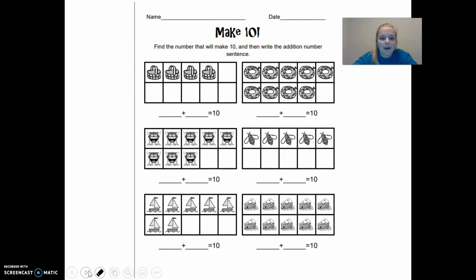All right, this you're going to do by yourself, okay? You can do this on a separate sheet of paper, or you can print this out and do it on this worksheet, okay? So you're going to find the number that will make 10 and then write the addition number sentence. All right, so here I have 4 baskets, so I would write a 4 on this first line. Then I need to fill in my other spots, so I would fill in 1, 2, 3, 4, 5, 6 spots. So I know that 4 plus 6 equals 10, right? And you're just going to do this for all the rest until you're done, okay?